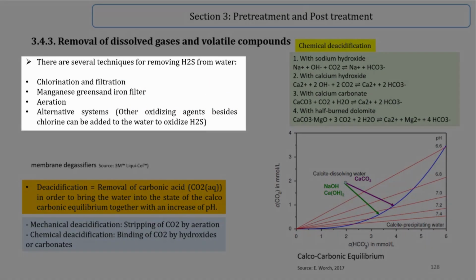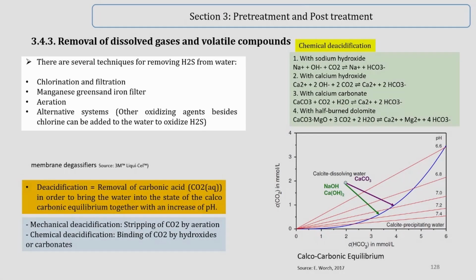There are several techniques for removing hydrogen sulfide from water, including chlorination and filtration, manganese green sand iron filter, aeration, and some alternative systems. The removal of carbon dioxide is also the same as we have already discussed in the previous lecture. Carbon dioxide can be removed mechanically and chemically.